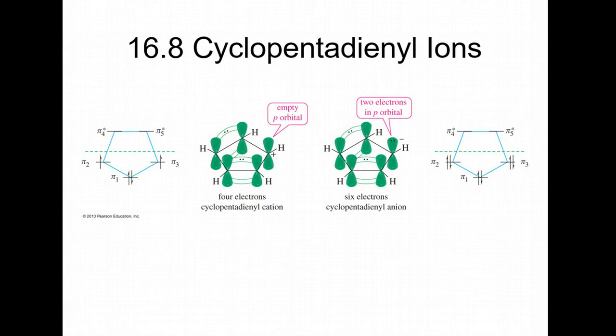Ions can also be aromatic compounds. Okay, I'm not going to worry about this kind of diagram. But what we're looking at is a cyclopentadienyl cation and anion. So what is that? The cyclopentadienyl cation is a 5-membered ring with a plus charge, and the anion is a 5-membered ring with a double bond, a lone pair, and a negative charge. Okay. So the question is, are these aromatic compounds?